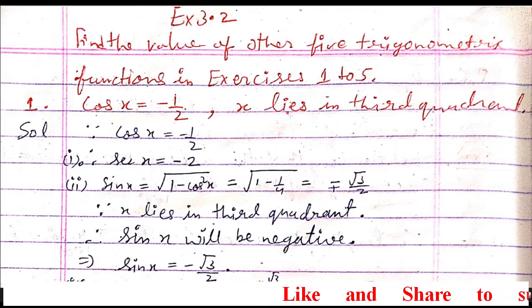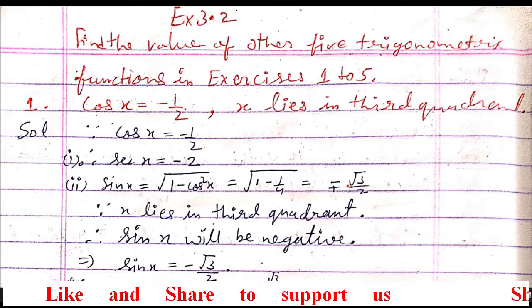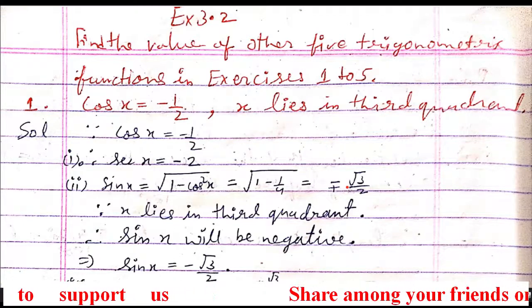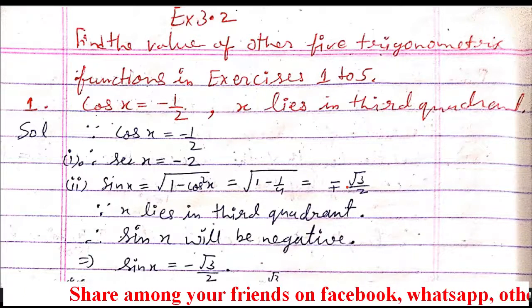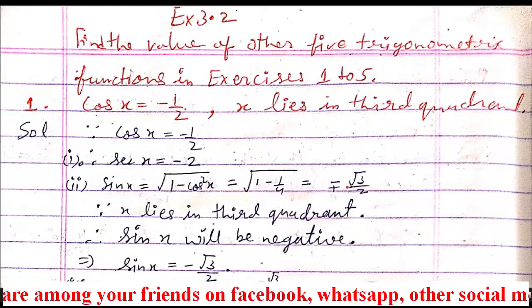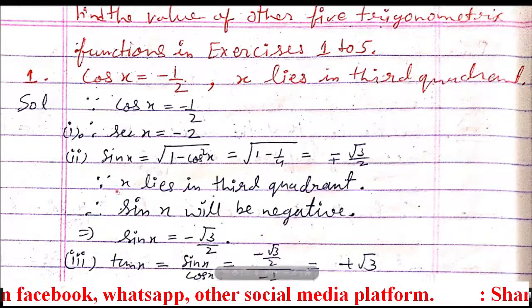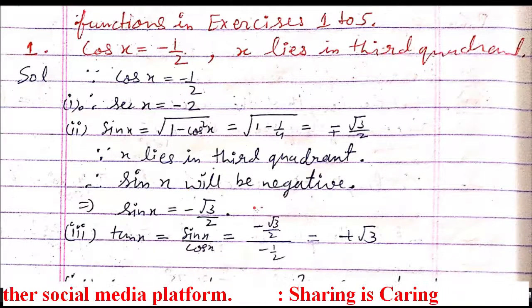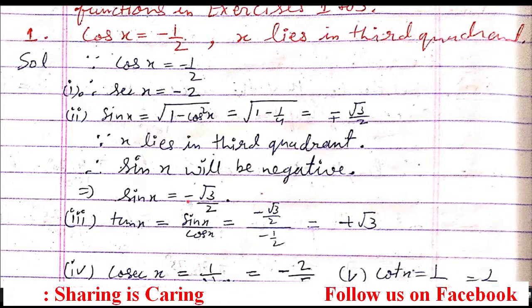Now for this, since x lies in the third quadrant and we know that in the third quadrant only tan and cot are positive, except tan and cot all are negative in the third quadrant. That's why the sign is going to be negative. So we first mention here that since x lies in the third quadrant, sin x will be negative. So from the two signs just select the negative sign.